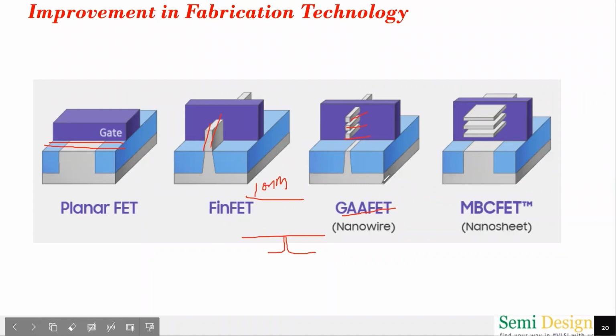So that is GAFET technology. After some time, when it reached 5 nanometer, we got limitations in GAFET also. Then we started using the MBC FET nano sheet. Here we are using the nano sheet, and that is how we are transmitting the current from source to drain. Did you understand now? This is how the fabrication technologies are improving day by day.